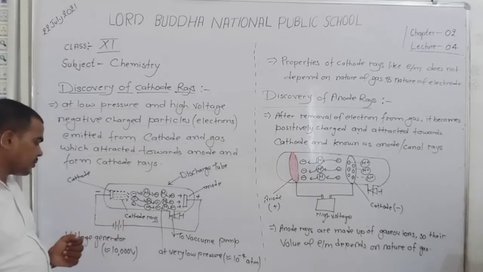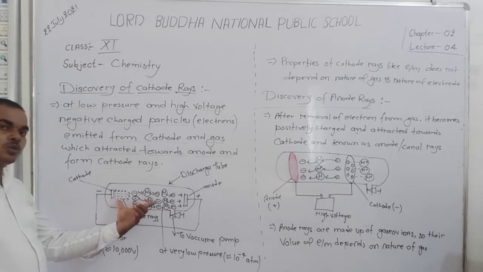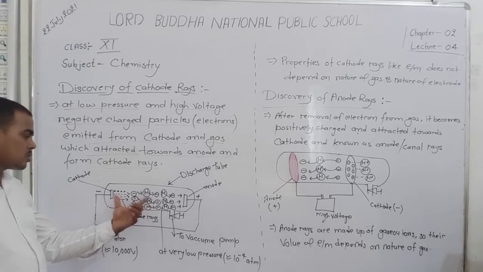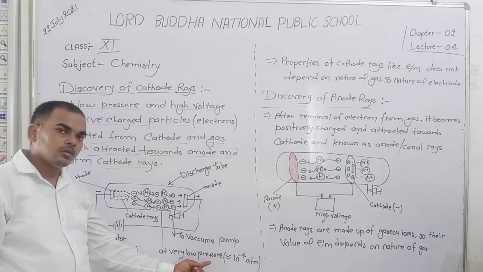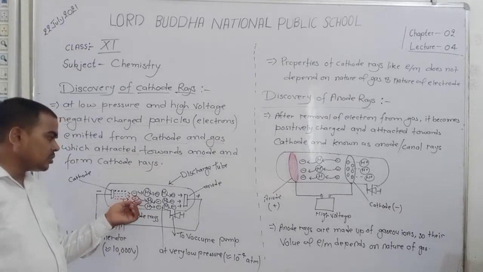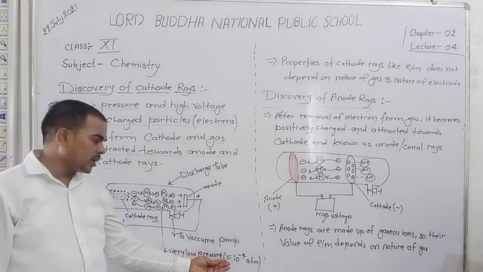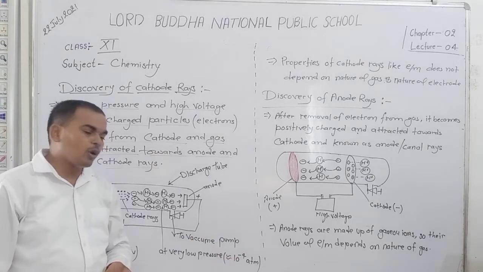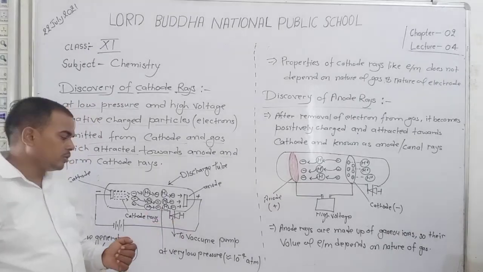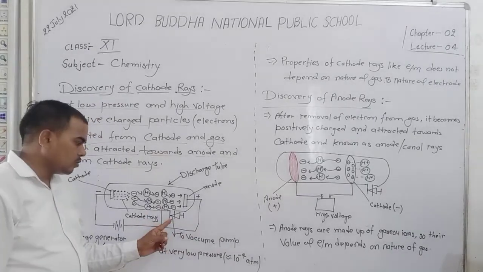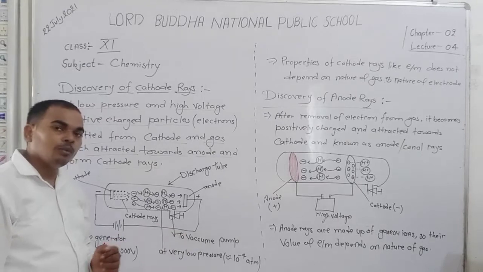When we supply 10,000 volts across the electrodes at very low pressure, here we fill the tube with gas, that is hydrogen gas, at very low pressure, approximately 10 power minus 4 atm. Dear student, to maintain the low pressure we use a vacuum pump.